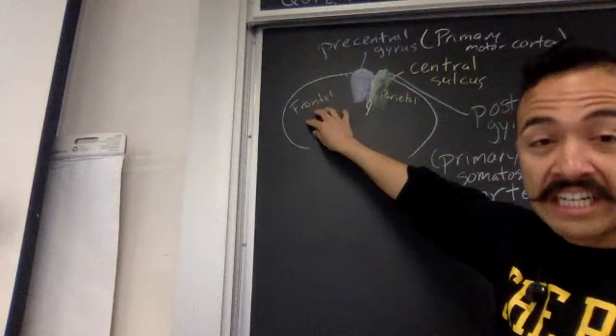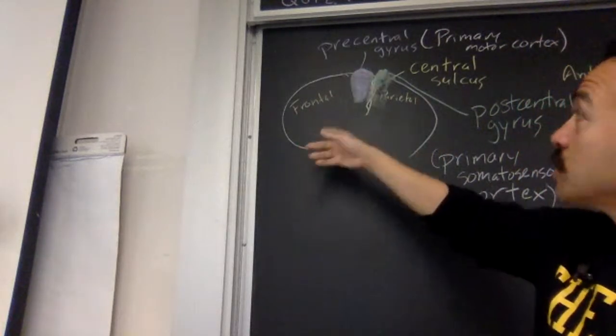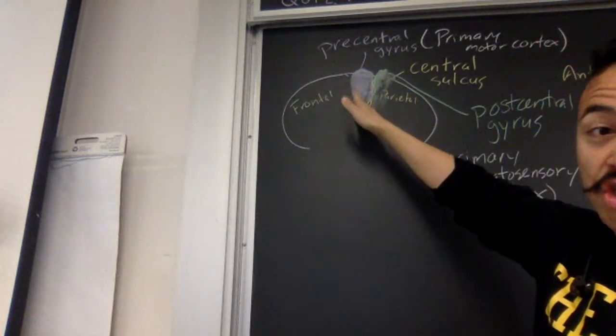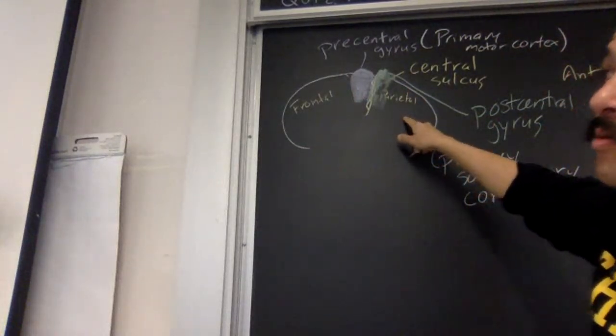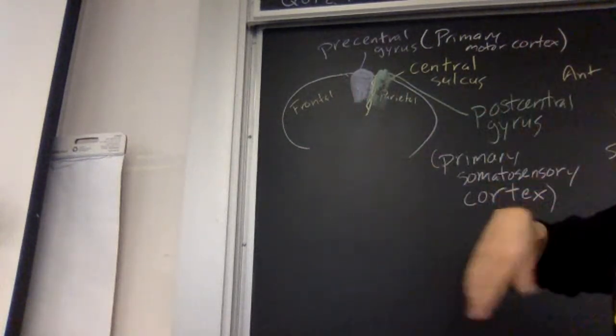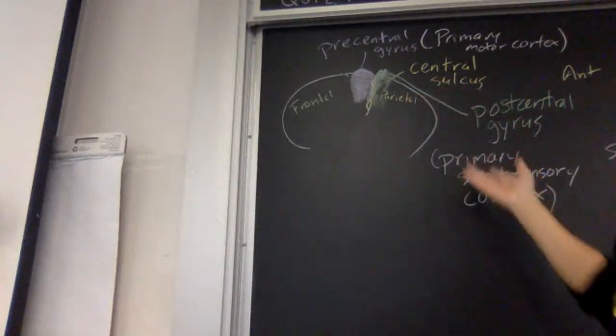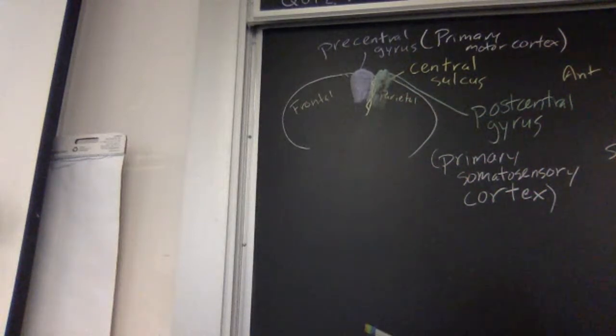Frontal lobe: executive decision-making, speech, controlling your skeletal muscle movements. Parietal lobe: it's great for understanding speech and also for sensing from your skin, among other things.